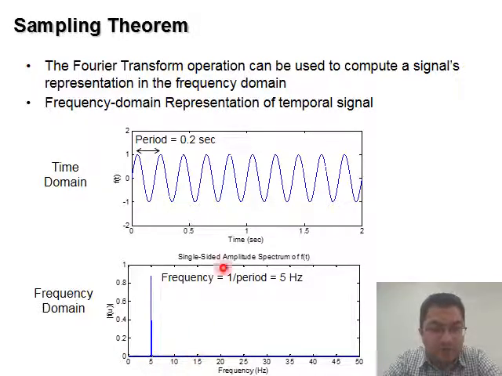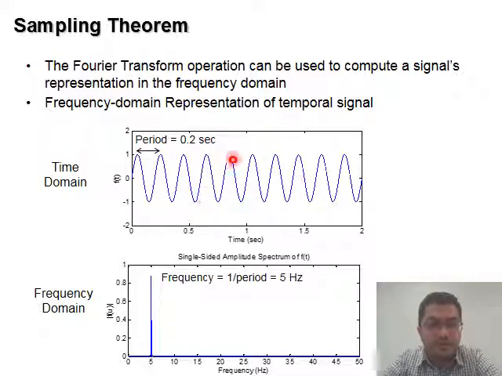Since this signal has a frequency of 5 Hertz, then at exactly 5 Hertz, which is the frequency of that signal, we'll have a very strong peak, while at all other frequencies we have nothing. So this is an indication that if this is the frequency domain representation of a signal, that signal in the time domain has a frequency of 5 Hertz or a period of 0.2. Okay, so this is the main idea of doing the frequency domain representation.